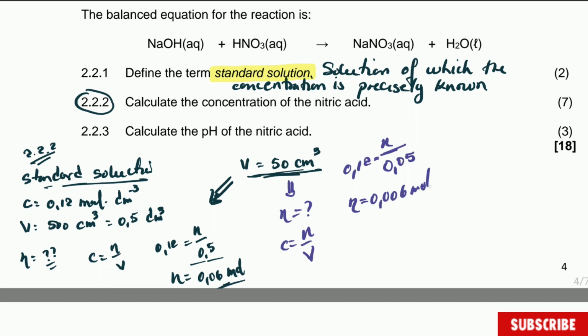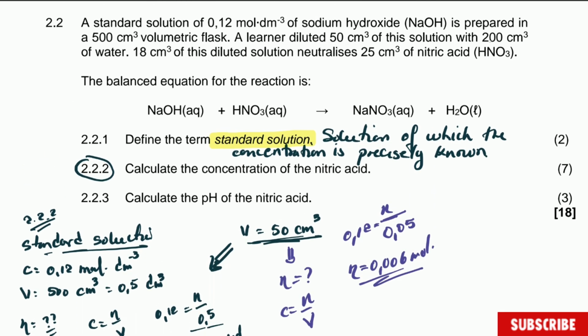0.006 mole. I'm doing the calculation as I'm making the video, guys, to make sure the calculations are fine. Now, this number of mole is going to be the one in the 50 centimeter cubed. So we do have to calculate the new concentration for the total volume that is going to be now 250. So from here, the learner adds that amount of mole to 200 centimeter cubed.